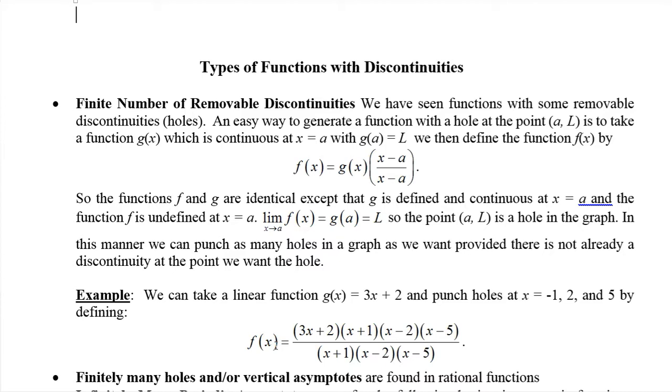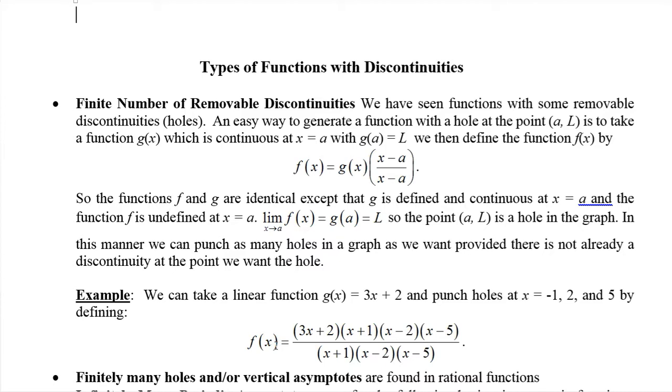So if g of x was continuous at x equals a and you multiply it by (x minus a) over (x minus a), then the limit as x approaches a will be g of a, and so (a, g of a) will be a hole in the graph, but f is undefined at x equals a. You can do this repeatedly and punch as many holes in a graph as you want, provided there's not already a discontinuity at the point where we want the hole.